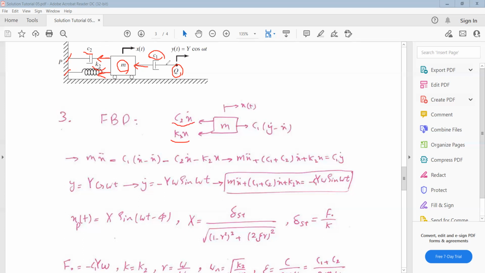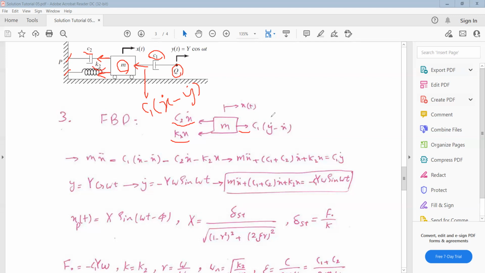But in the damper C1, we will have C1 times x dot minus y dot. If you assume the direction of this force is to the left, like this that I plotted here, the value of this force is C1 times x dot minus y dot. But in this free body diagram, you can see that I assume that the direction is to the right. So the force is C1 times y dot minus x dot.